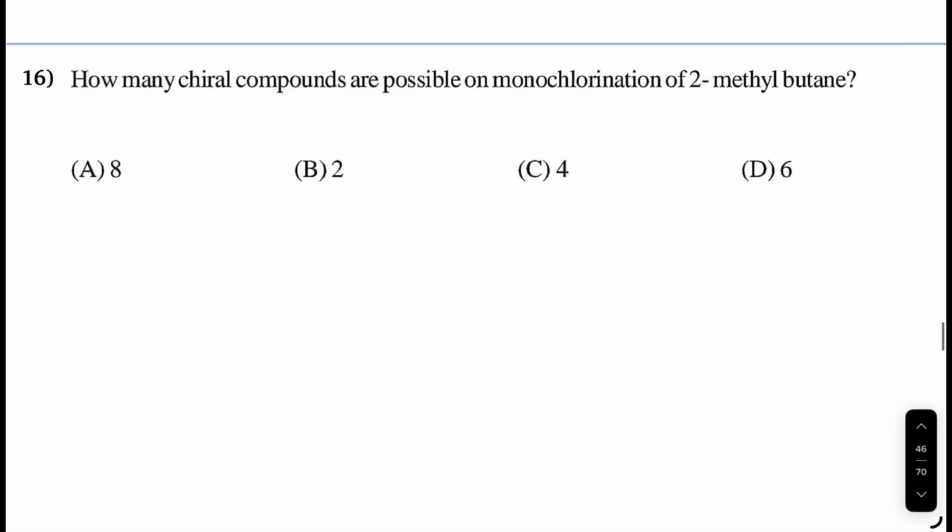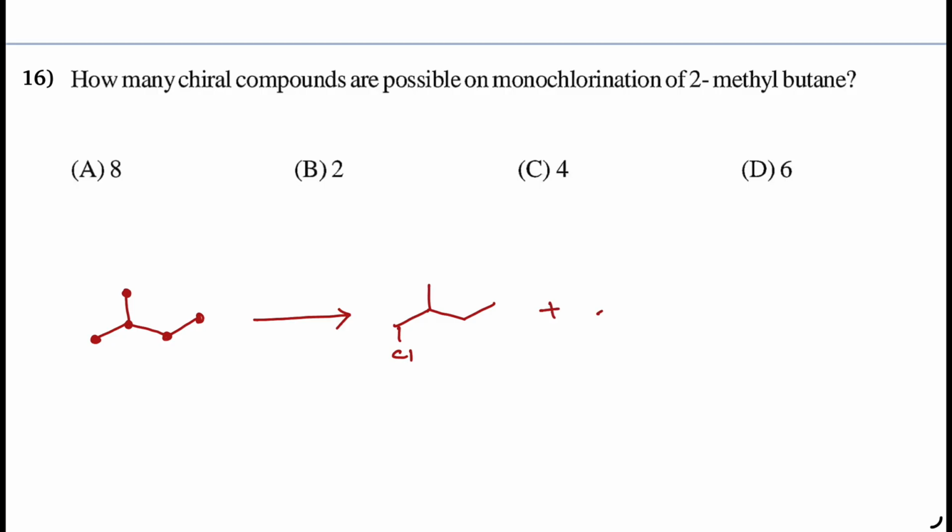2-pentanone. How many chiral compounds are possible on monochlorination of 2-methyl butane? These methyl groups are identical. You will get the same structure. This will give a different one, this will give a different one, this will give a different one. First, let us write all possible structures. Then we'll check for chirality of the molecule.